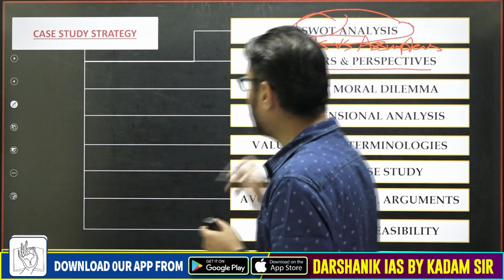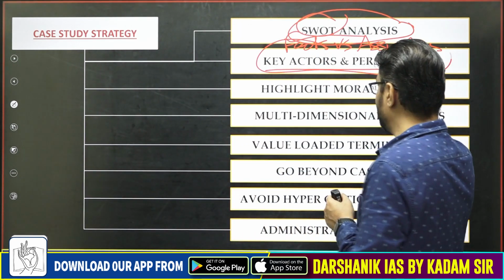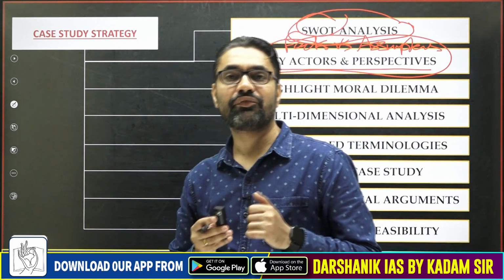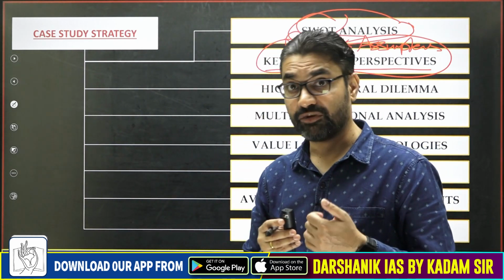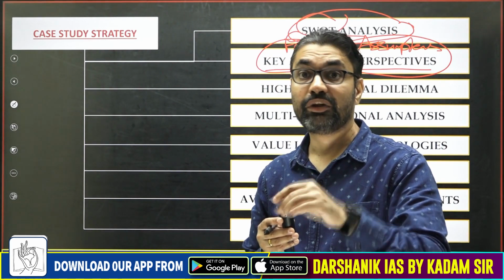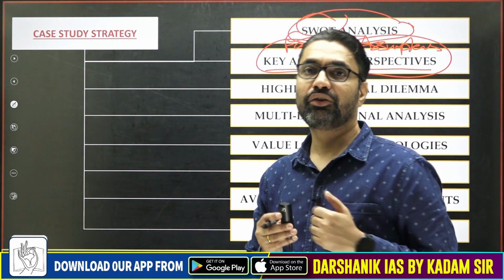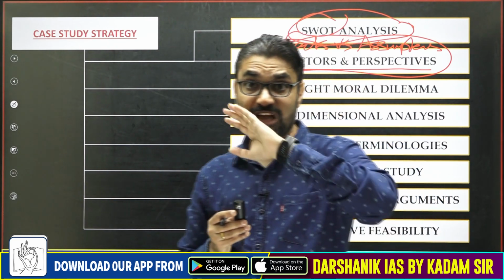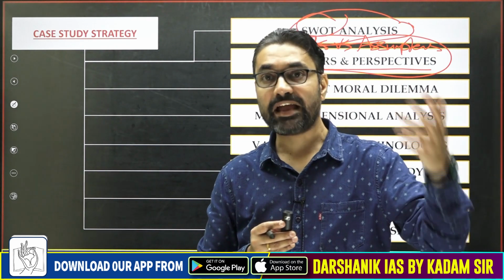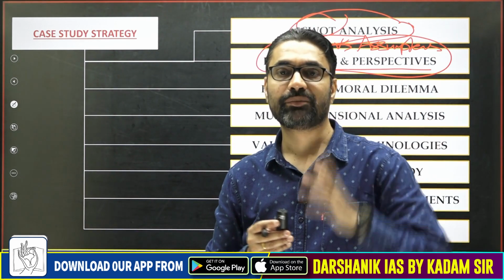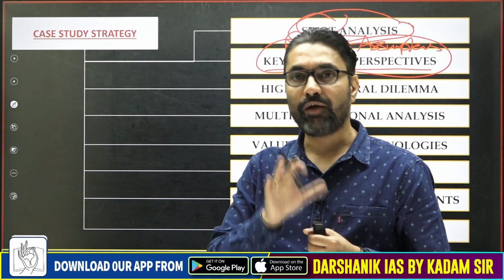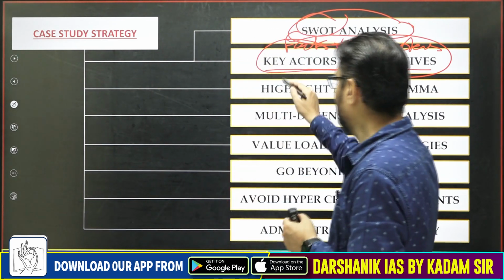So guys, for this simple part of key actors and perspectives of one simple case study, I gave you almost 14-15 key actors and their perspectives. If you can think of one extra key actor, you will get one extra point to write in your answers. And that is how much out of the box you are thinking, how innovative you are thinking, how divergent and dynamic you are thinking. That is what UPSC wants to check in your case study answer. So you have to focus on this aspect very well.